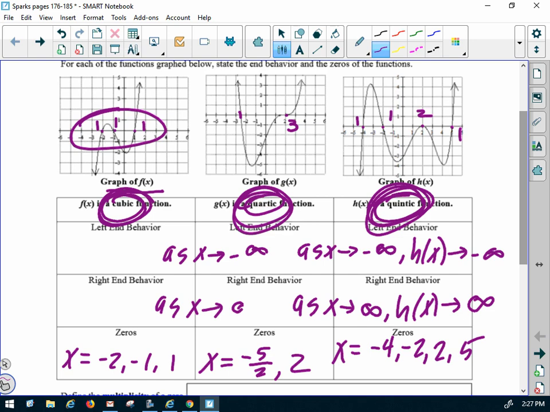Look at how a multiplicity 1 root crosses the x-axis versus how a multiplicity 3 root does, or how a multiplicity 2 root does. Do you see how they're different in how they cross or touch the x-axis? Do you see anything different? Yes. Tell me something you see. Wayne? You started talking as soon as I said Wayne, you quit talking. Tell me something you see.